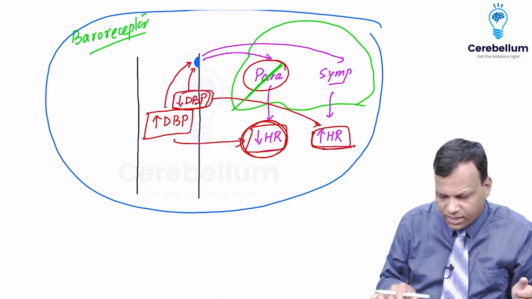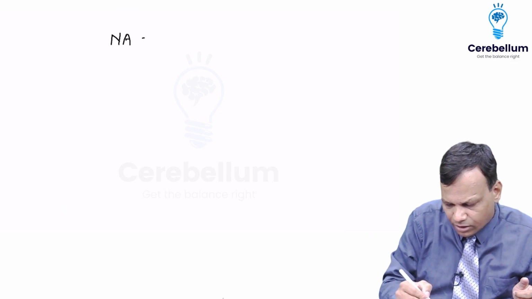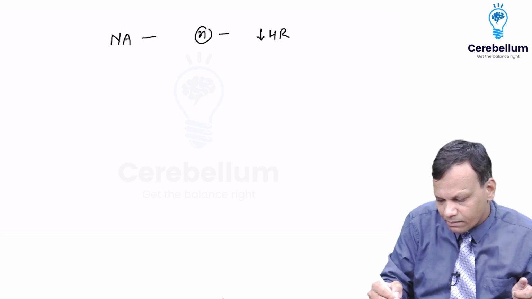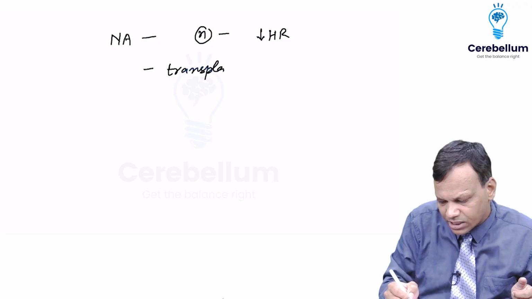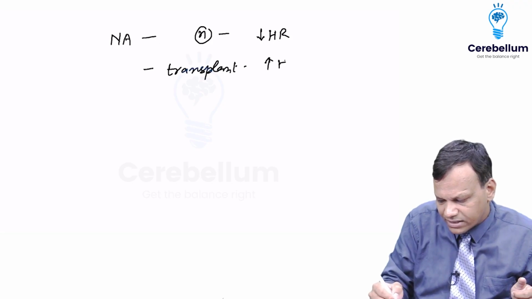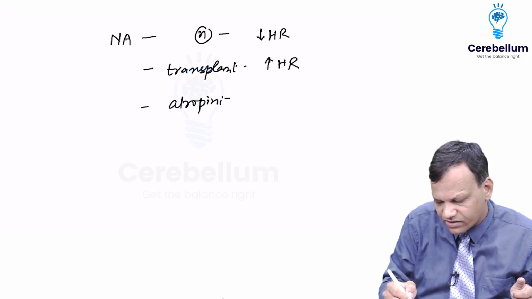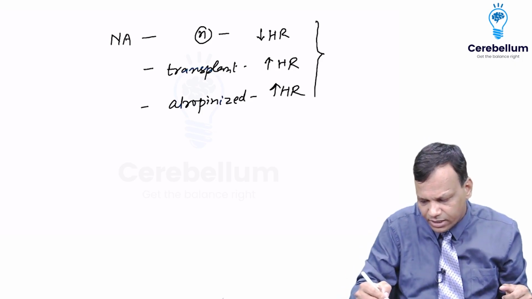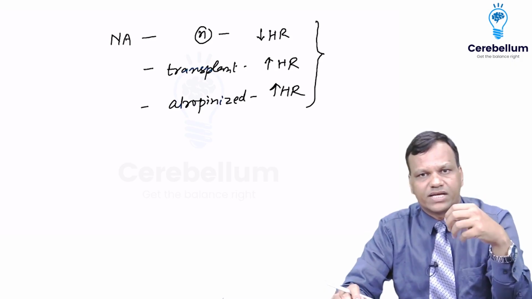Okay. So what are the important things to remember? Noradrenaline in a normal person will cause bradycardia. But if we give noradrenaline to a transplanted patient, it will cause tachycardia. And the same if we give noradrenaline to a person with an atropinized heart, where we have already given atropine, still it will cause tachycardia. Okay, this is the effect of noradrenaline in a normal person, in a transplanted person, and in a person with an atropinized heart.